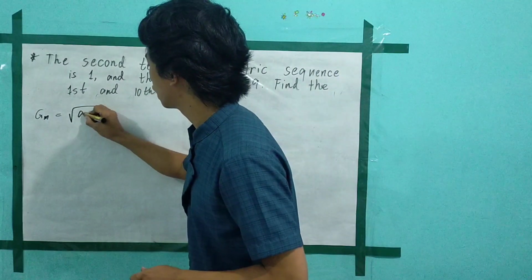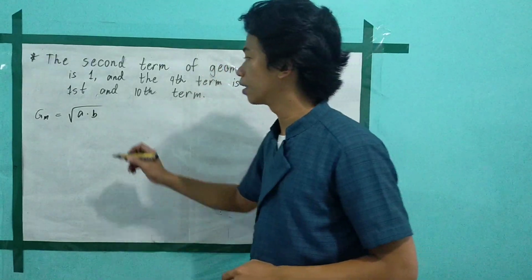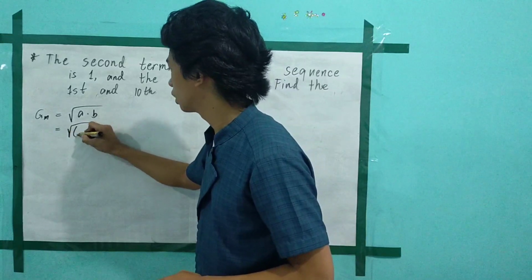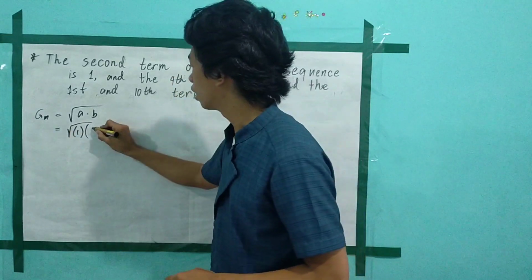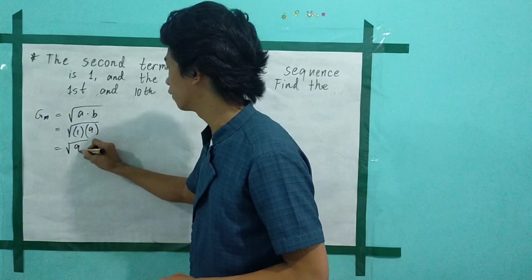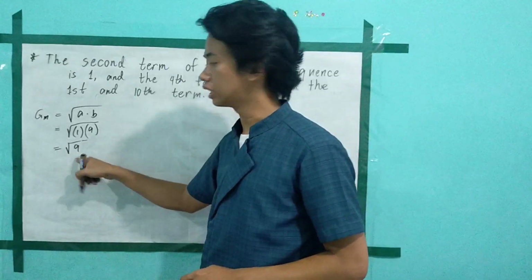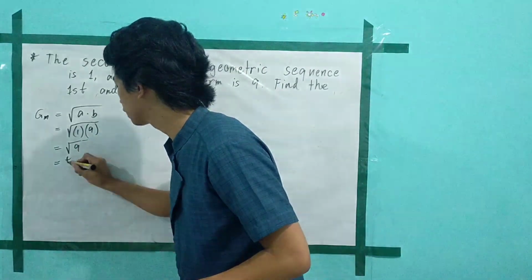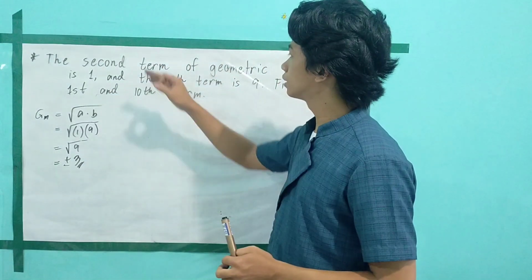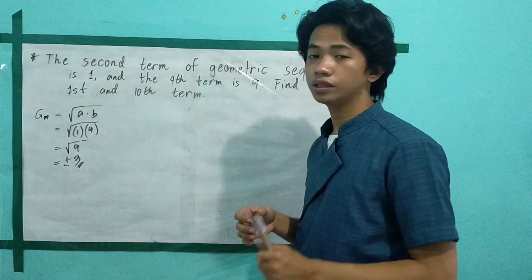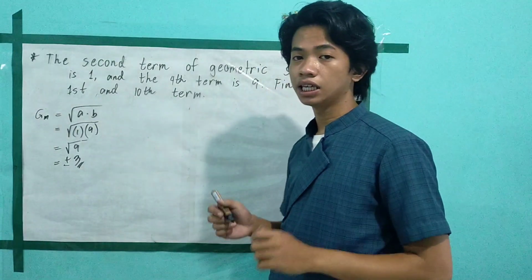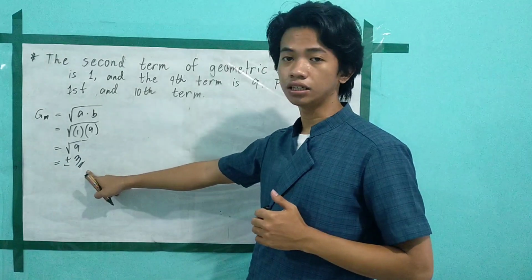So we have square root of A multiplied by B. Ano yung A natin? Second term we have square root of 1 multiplied to square root of 9. And so it is equal now to square root of 1 multiplied by 9, we have 9. Next, square root of 9, we have positive and negative 3. So that is our geometric mean. So between second term and fourth term, yun po yung third term natin, equal siya sa positive and negative 3. So ang third term natin ay ito.